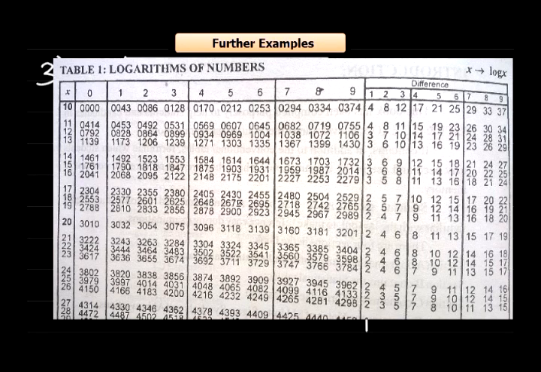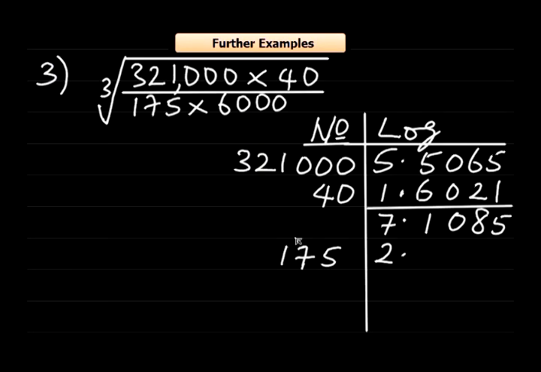17 under 5 is 2430. And so we have 2430.